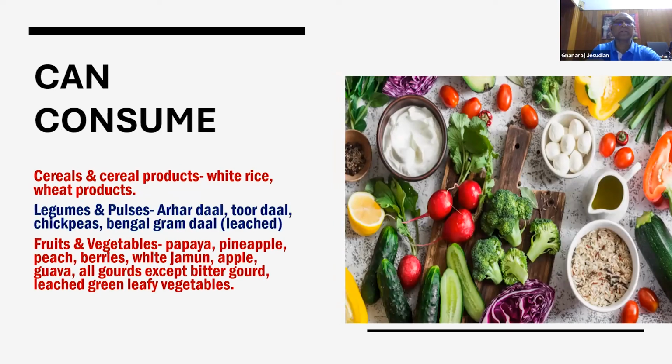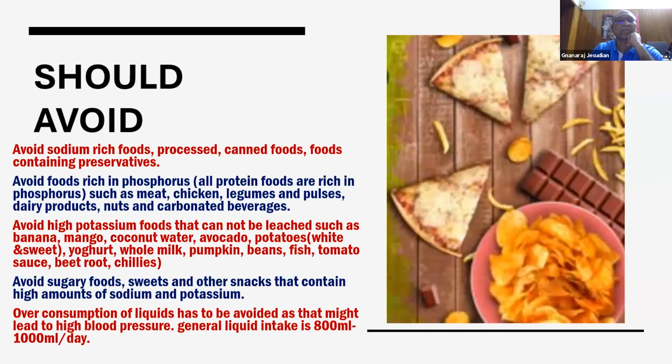So these are some of the things which they can consume quite comfortably. Any of the cereals like white rice, any wheat products, legumes, pulses, dal or chickpeas, Bengal gram, and those sort of things. And fruits like papaya, pineapple, peach, berries, apple, guava, and all these things can be consumed without any problem with the patients with renal failure.